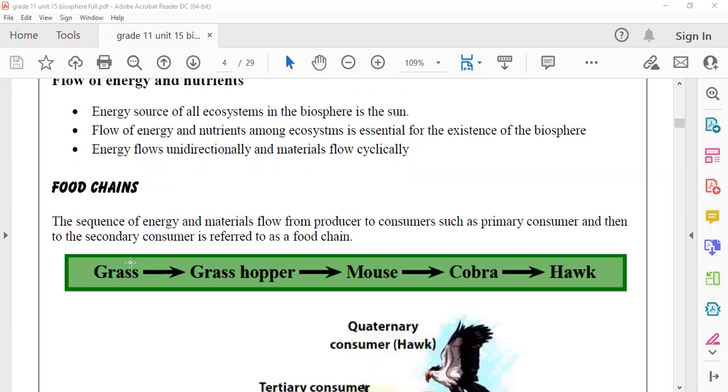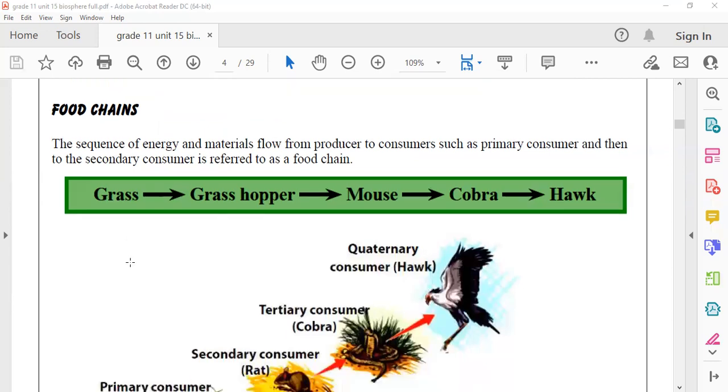Now immediately you are coming to the heading called food chain. Actually, from your lower grades onwards, you study a food chain, which shows one organism eating another organism. Here, grass is eaten by the grasshopper, the grasshopper is eaten by the mouse, the mouse is eaten by the cobra, and the cobra is eaten by the hawk. Actually, it is showing the flow of energy and material.